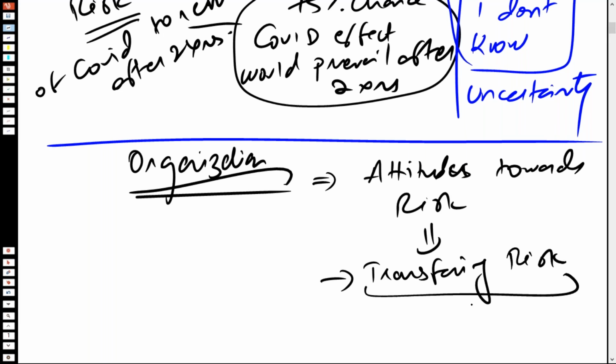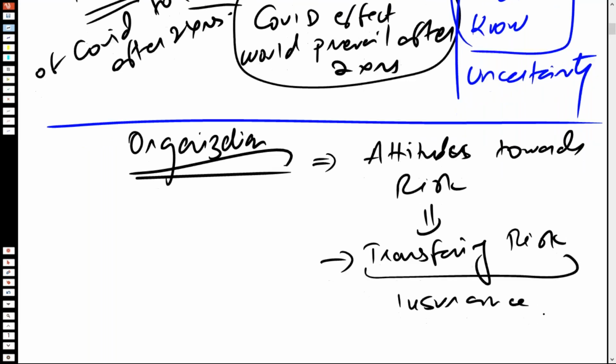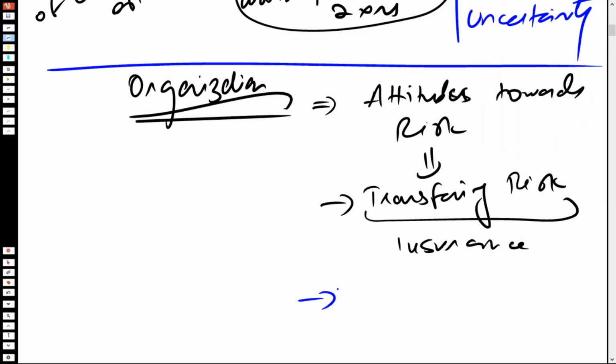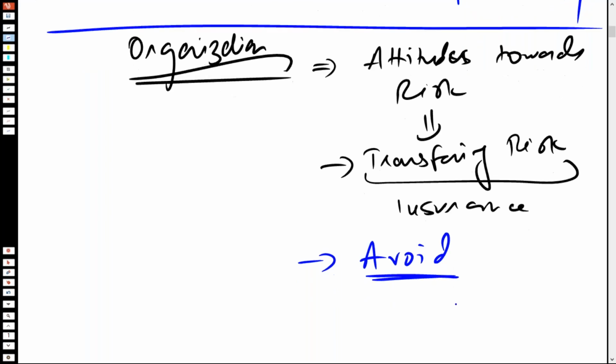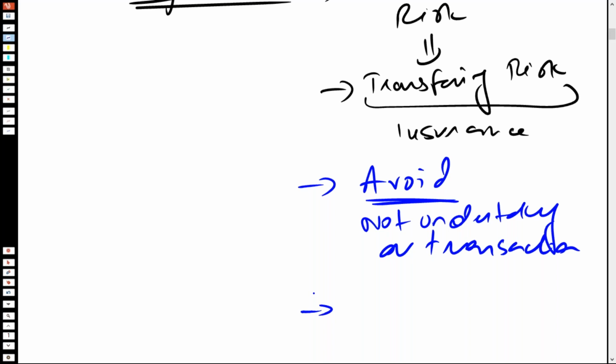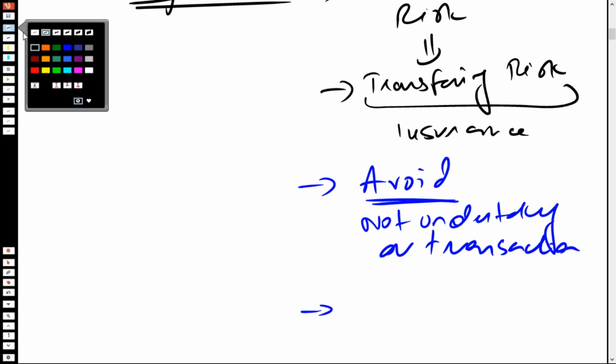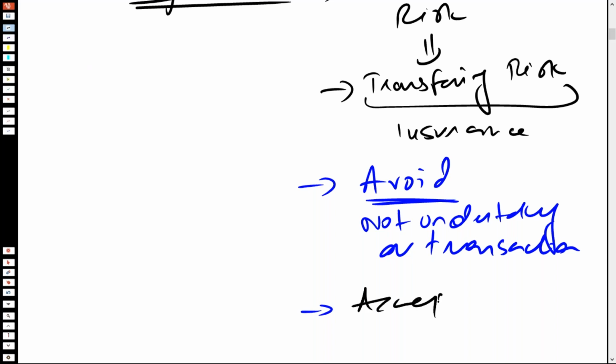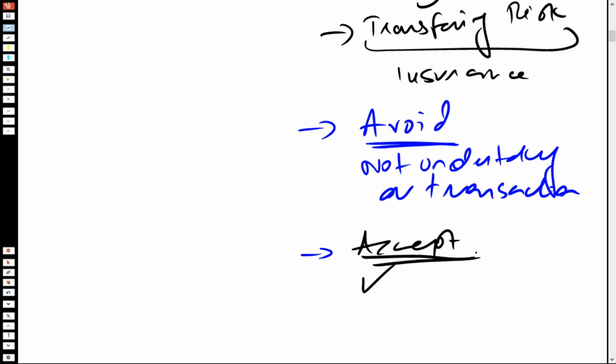What exactly is an example of transferring the risk? For example, if you go for insurance, that is an approach of transferring the risk. The second thing is that you may avoid the risk. Avoiding the risk means not undertaking a transaction where the risk is there. The third thing is that you may accept the risk, which is that you would say we are willing to accept whatever risk comes our way.